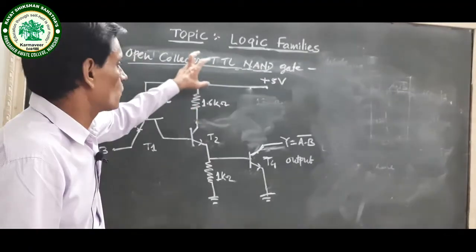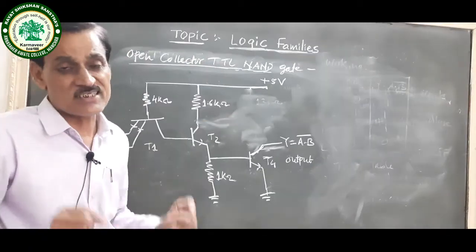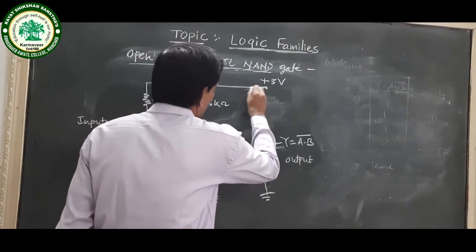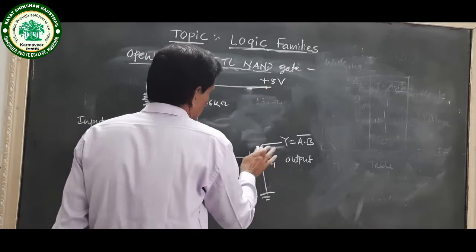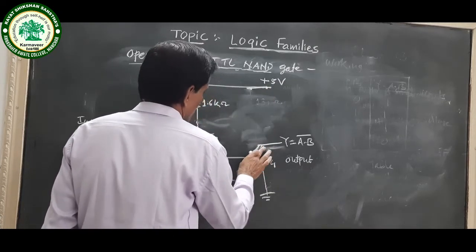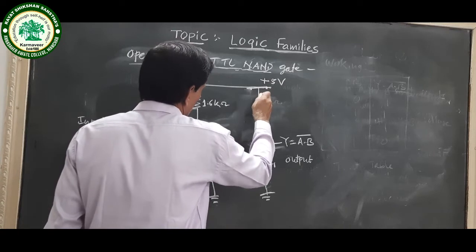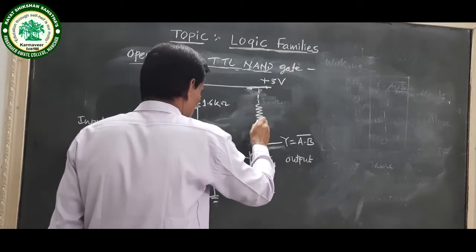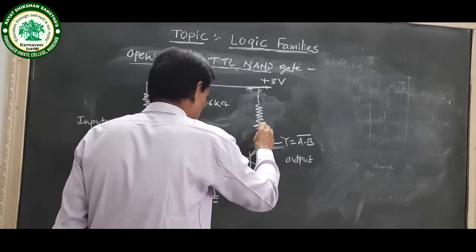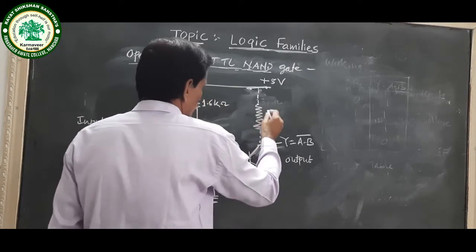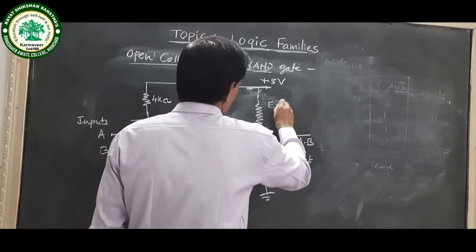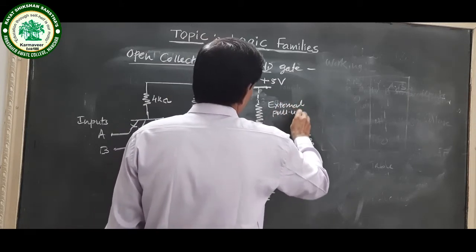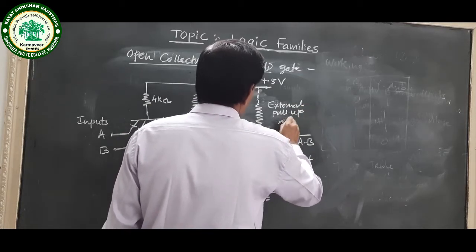Remember that open collector devices do not come into operation until you connect a resistor of kilo ohm across the outputs. Therefore, I will show it by a dotted line. One external resistor is connected across the device. We call it an external pull-up resistor.